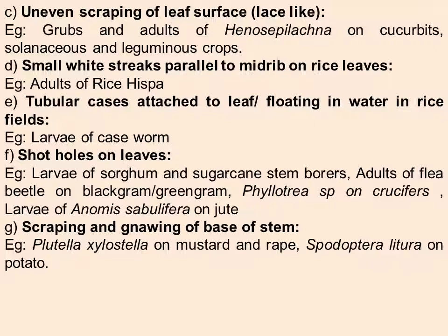The shot holes on leaves, for example, larvae of sorghum and sugarcane stem borers, adults of flea beetle in black gram or green gram, Phyllotreta species on crucifers, larvae of Apion sp. on jute. These all cause holes on the leaves. Scraping and gnawing of the base of the stem, like Plutella xylostella on mustard and rape, Spodoptera litura on potato. They scrape the base of the stem and damage the plant.